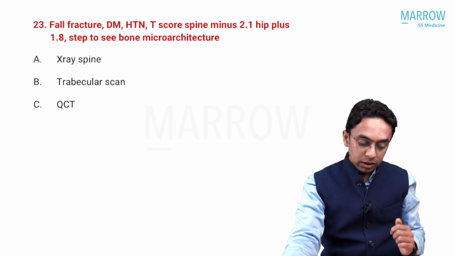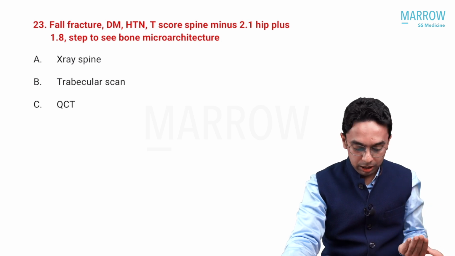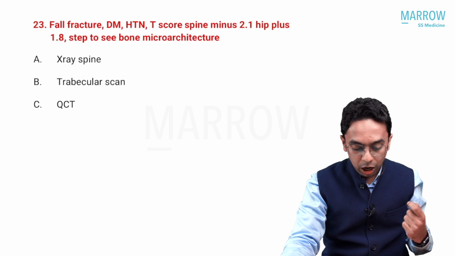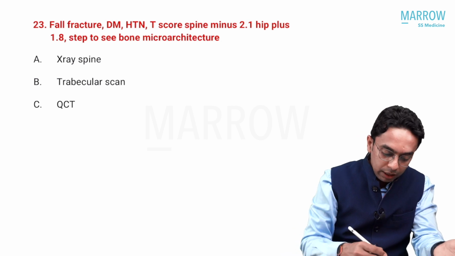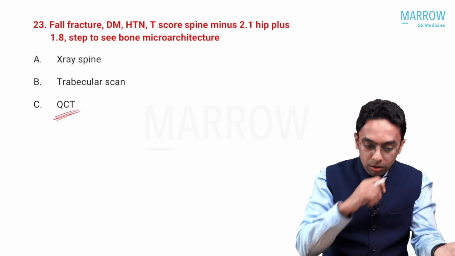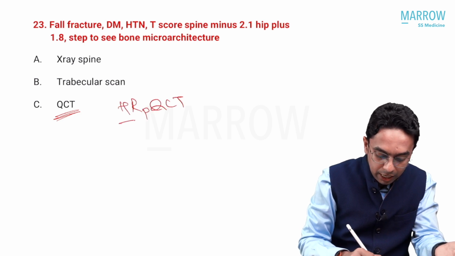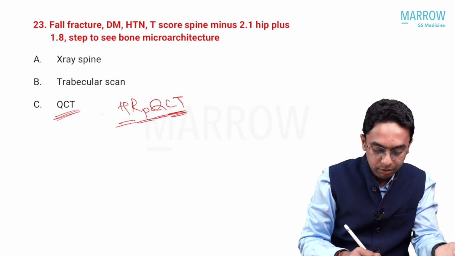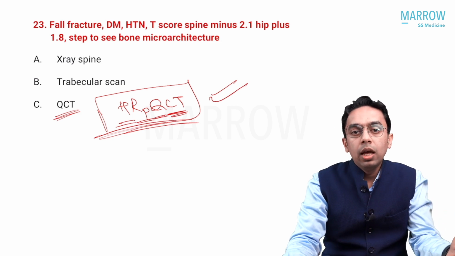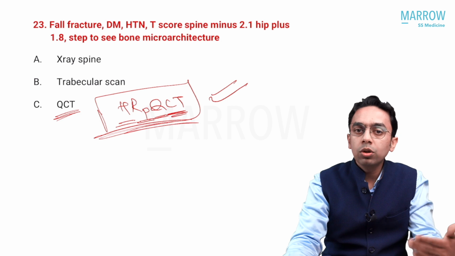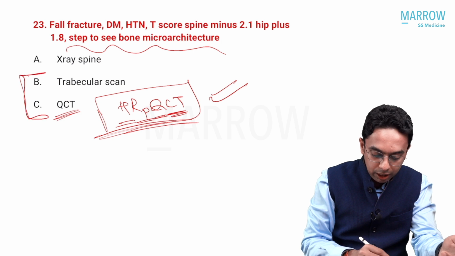But if the question has asked what is the next step, then you can mark it TBS. Or if they've asked how do you want to see bone microarchitecture, what is the best that we want to take, then the answer would be QCT, HRPQCT, high resolution peripheral quantitative CT. Okay, so that is better, but it's like a research tool and you will expose your patient to more radiation.